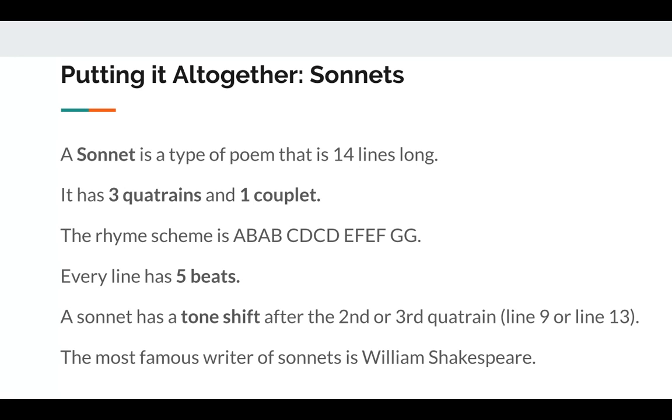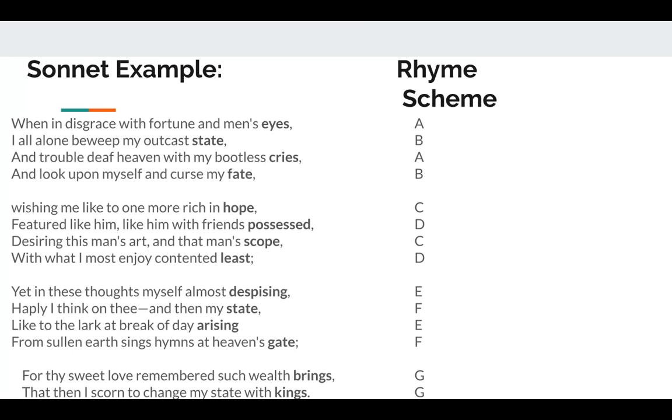Every line has 5 beats, and then a sonnet has a tone shift. This happens after the second or third quatrain. So you'll hear the author or the narrator talk about something from one perspective, and then he will shift and explain how they feel the opposite way. So let's take a look at one of these. Okay, here's a sonnet example.